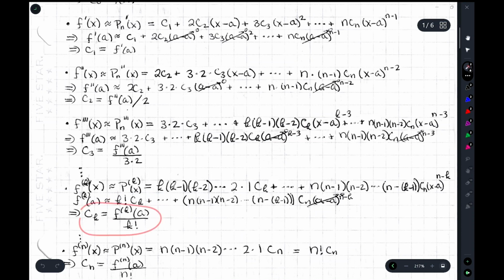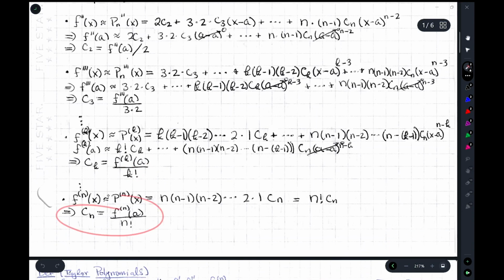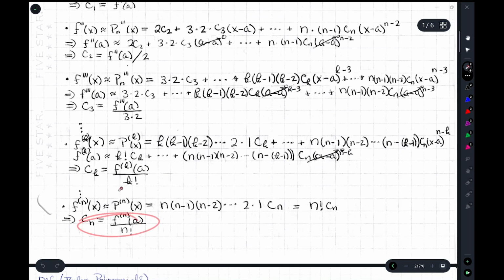And so it's a good idea to set the coefficient c_k to the kth derivative of f evaluated at a over k factorial. And you continue on all the way till you take n derivatives. Once you take n derivatives, it's a good idea to set c_n equal to the nth derivative at a over n factorial. These are called matching conditions.